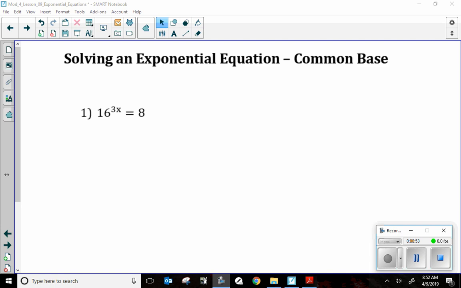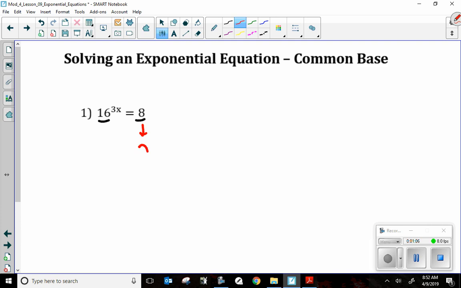Okay, solving an exponential equation using common base. All right. I'm looking at this right now, and I see that 16 and 8 can both be written as a base 2. 8 is 2 cubed, and 16 is 2 to the 4th. My one thing that I cannot forget is this 16 here has an exponent of 3x. So this 16, 2 to the 4th, also needs a 3x.